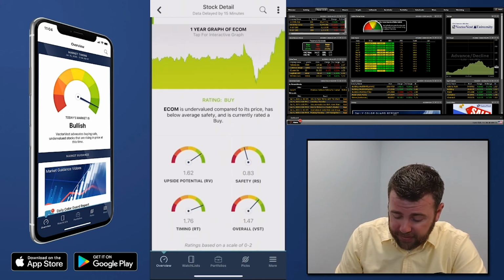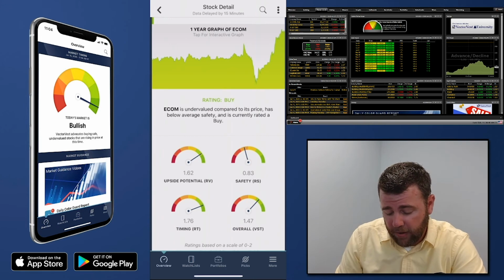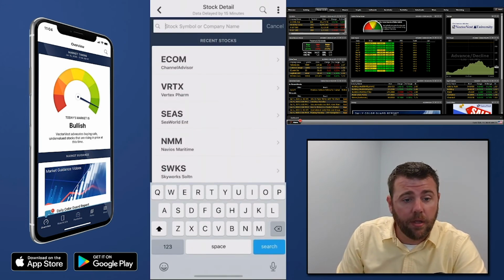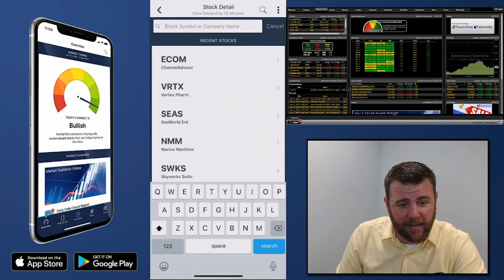ECOM, great long-term potential, a lot of risk associated with it. However, nice steady uptrend. Overall, the stock's favorable. I'm not going to do LK because is LK even trading anymore?